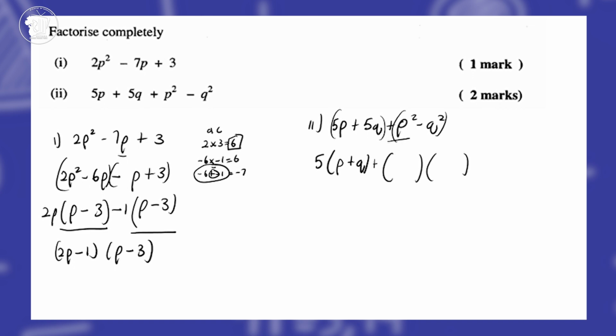So I ask myself, what can I multiply by itself to give p squared? I know that is p, so I put a p there and a p there. Go to the second term, what can I multiply by itself to give q squared? I know that will be q, so I put q there and q there. In one bracket I'll add, and in the other bracket I will subtract. So now I have the difference of 2 squares.